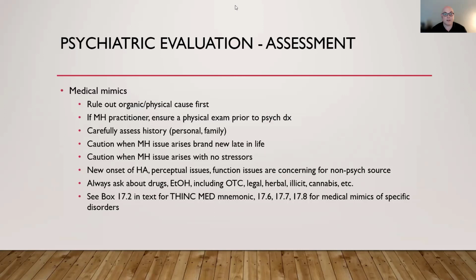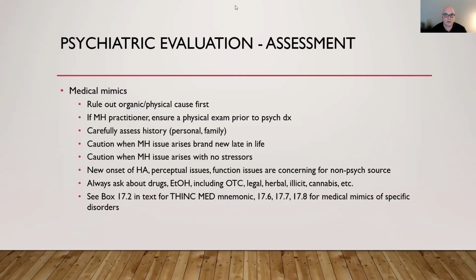As further examples, brand new onset of headaches, brand new onset of perceptual issues, functional issues, they suddenly can't get around the house, they suddenly can't take care of themselves. You really want to look for a non-psychiatric source of those. And you're always looking for issues that could be drugs, alcohol, all those things we covered in the history section that might end up being on your differential diagnosis list.